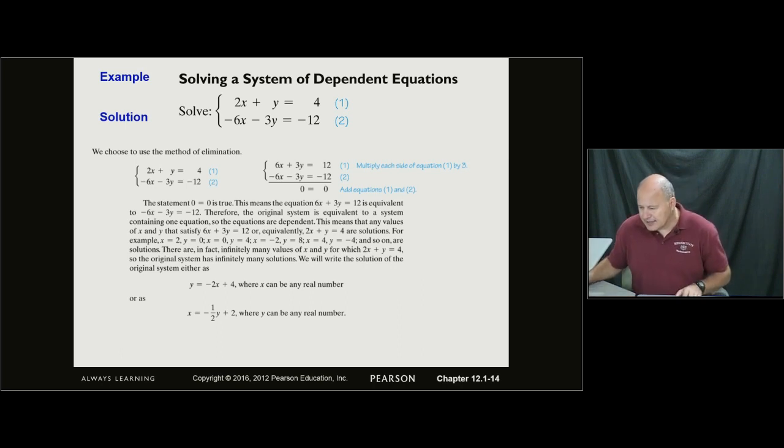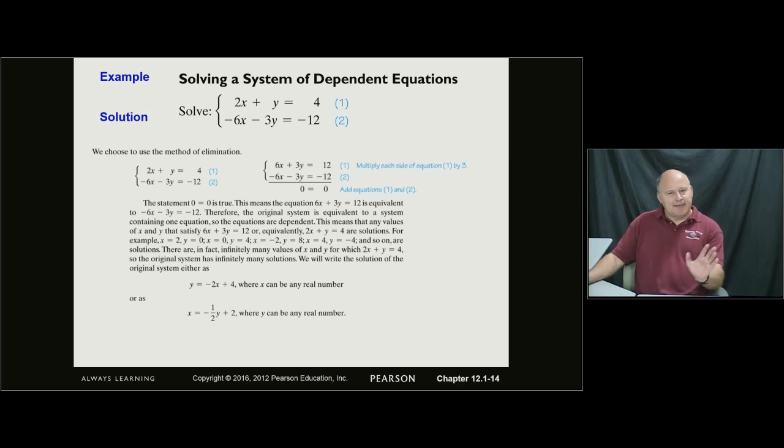Okay? This means that the values of x, y that satisfy that one will satisfy the other, in other words. Okay? So there are, in fact, infinitely many values of x and y for which 2x plus y equals 4. So the original system has infinitely many solutions. Now, when they say infinitely many solutions, some students will translate that into saying the solutions is an infinite number of numbers. No, that's not what it's saying.